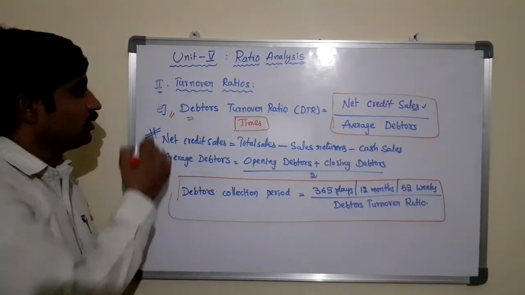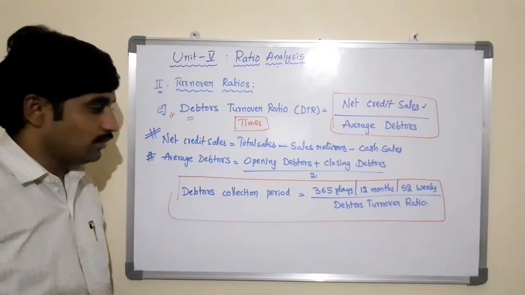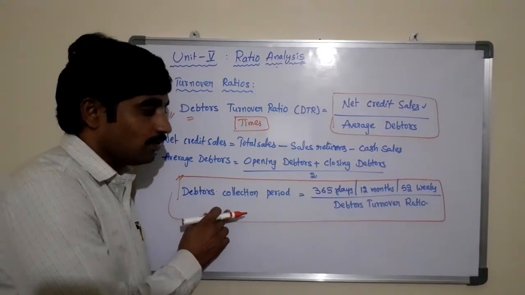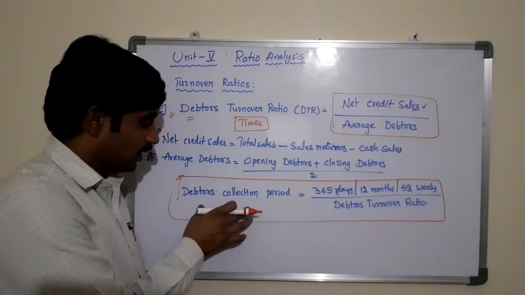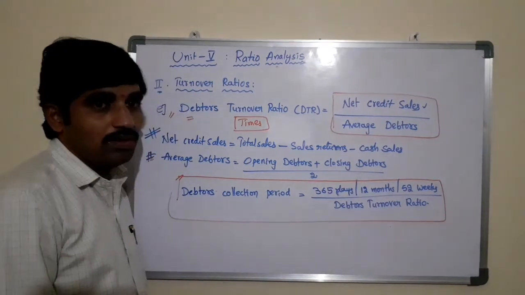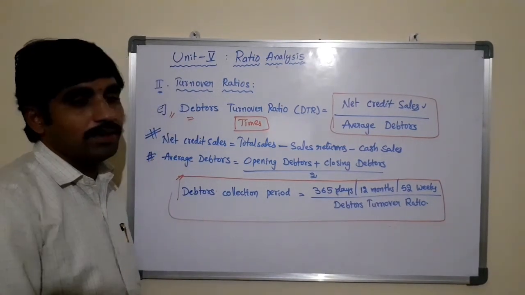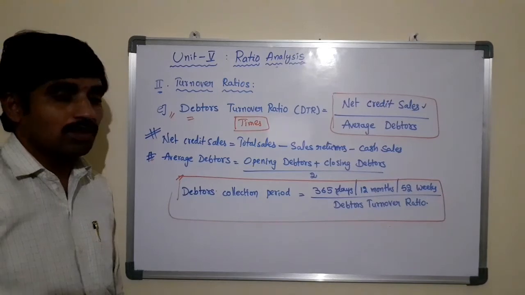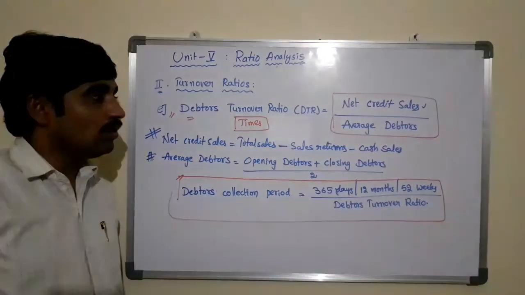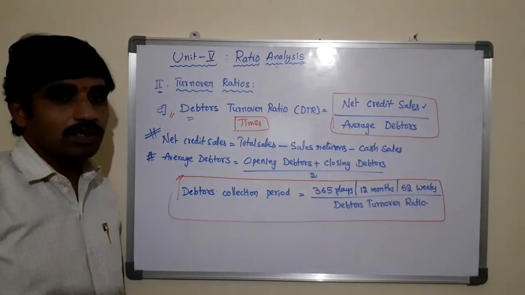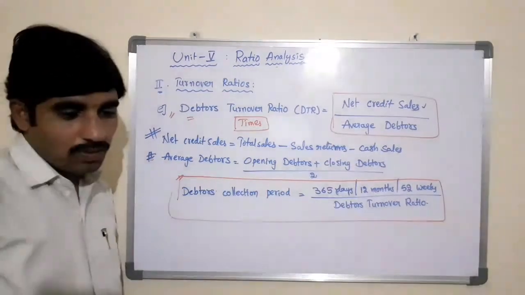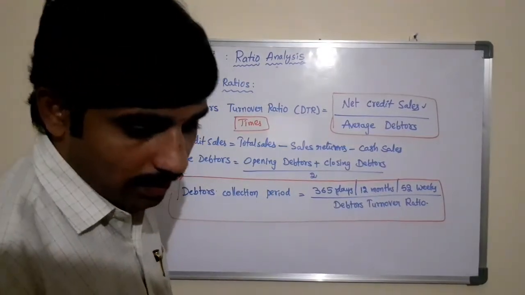This reveals the number of times, and this is measured in terms of the collection period, in days or months or weeks. So this is the importance of the debtors turnover ratio, which is very important in order to know how much time the business is taking to collect the debts from the debtors.